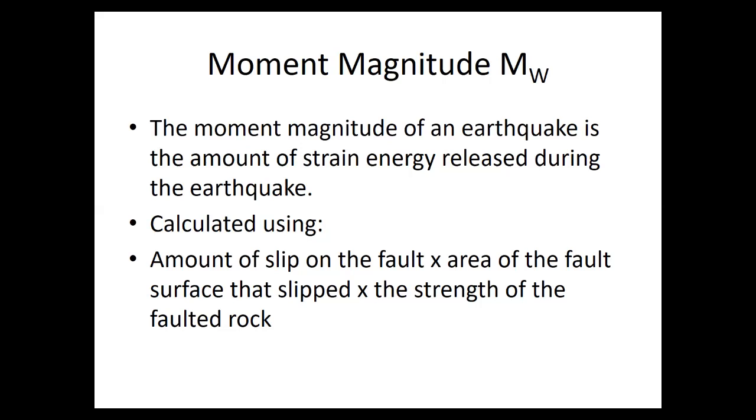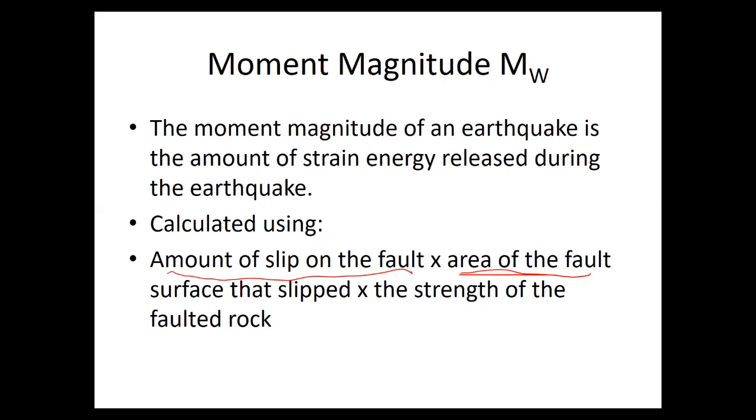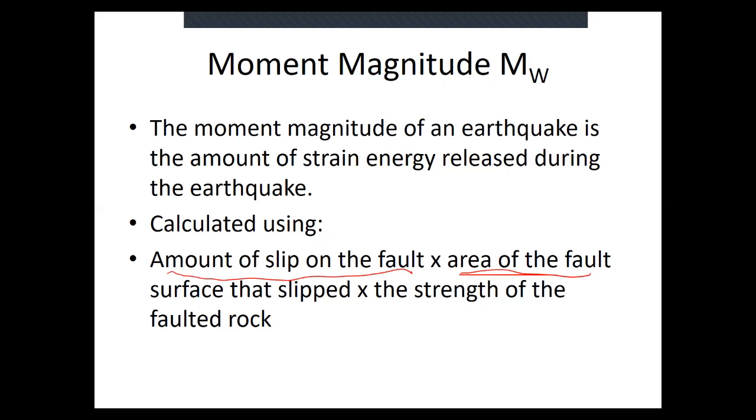And we calculate it by calculating the amount of slip on the fault, what length of the slip ruptured, the area of the fault that slipped. So what is the surface area of the fault that actually slipped? And then we multiply that by the strength of the fault that ruptured, basically the force of friction in the fault. So it's what length of the fault ruptured, what area of the fault ruptured. We multiply those two, and then we multiply it by the strength of the rock. That gives us the amount of energy released by the earthquake, and that's the moment magnitude.